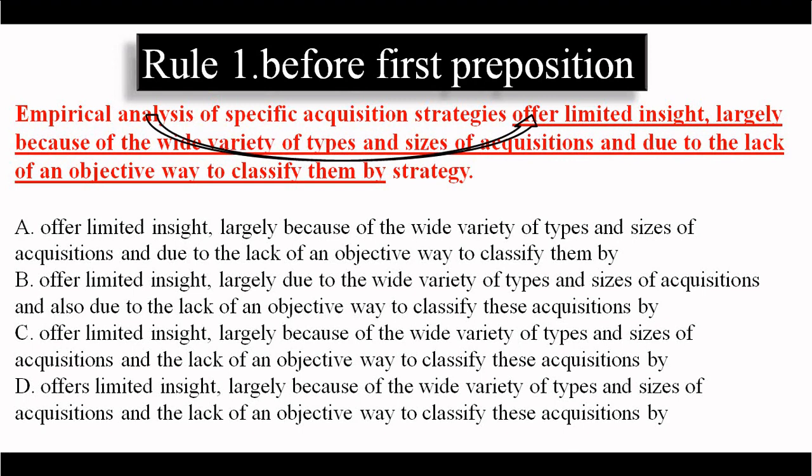So the subject is analysis, the verb is offer. Analysis is singular, offer is plural, and that is why it is incorrect. It should be offers, and that is why option A out, option B out, option C out. Why? Because all three are offer, and that is why option D becomes the best option.